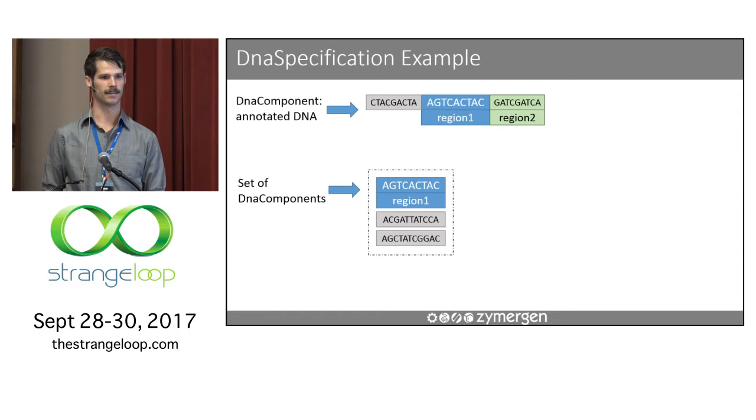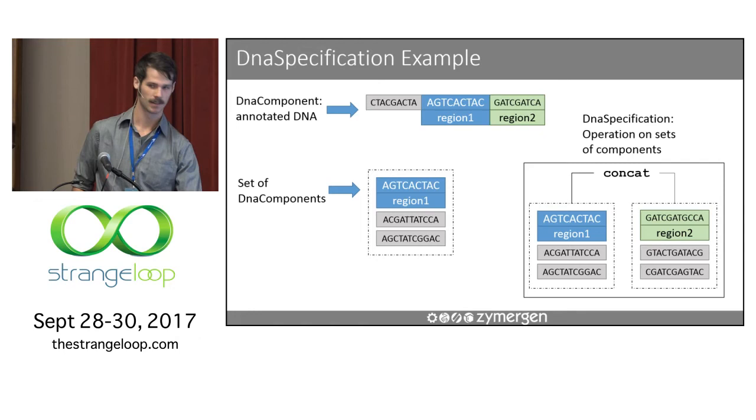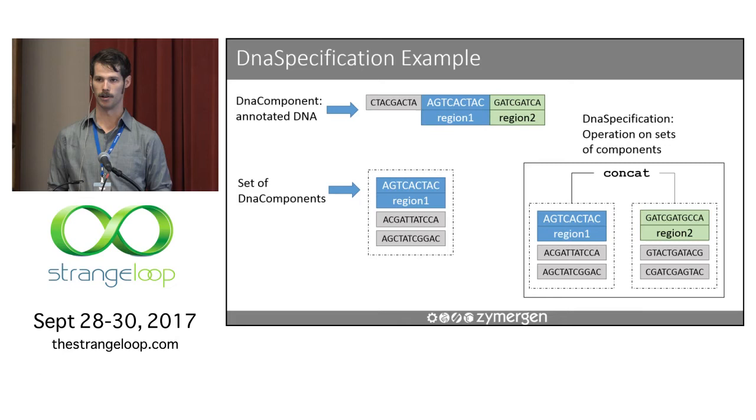Of course, if we asked our scientists to actually list every DNA sequence in a search space, we would be turning our scientists into data entry. So what we want to do is represent these very large sets as functions over smaller sets. And that's how we use a DNA specification. So this DNA specification has two small sets, and it connects them by concatenation, saying we have a large search space that is made up of all the concatenations of these two smaller search spaces.